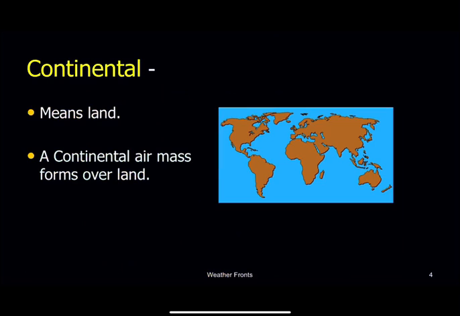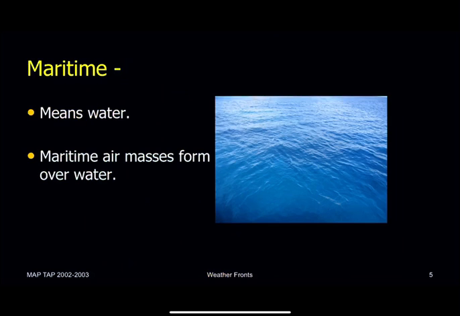Let's first look at continental. As we said previously, continental means land. A continental air mass forms over land. So anywhere where you see land on this map, a continental land air mass can form. Maritime. Maritime means water. Maritime air masses form over water.